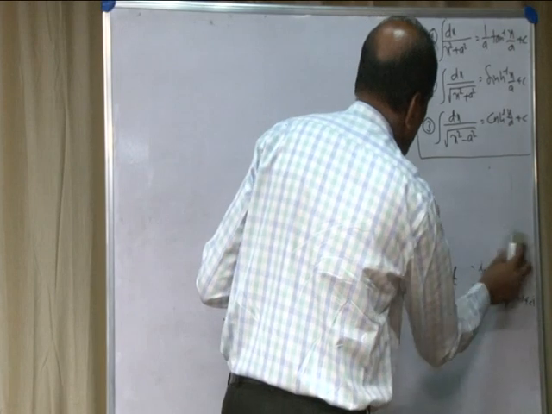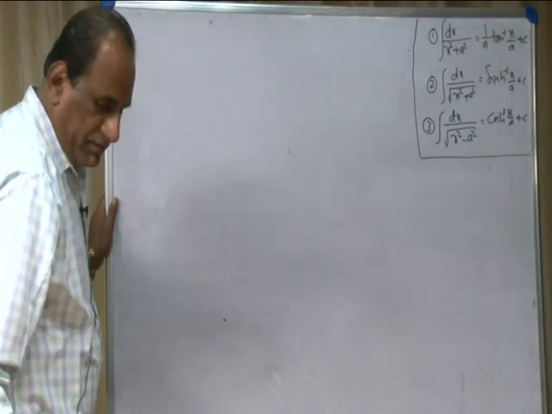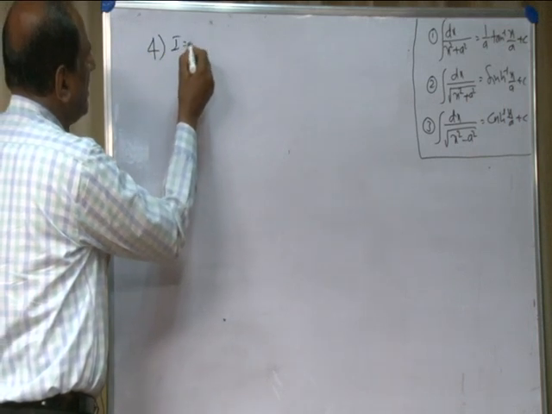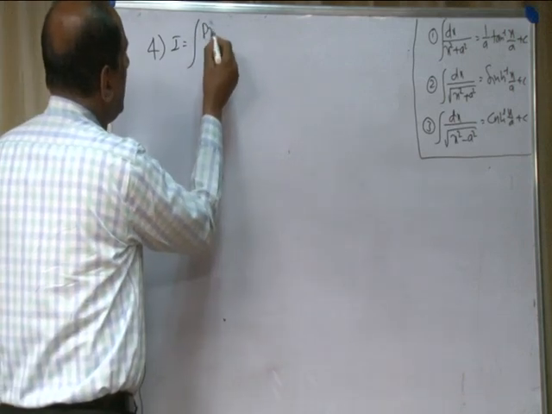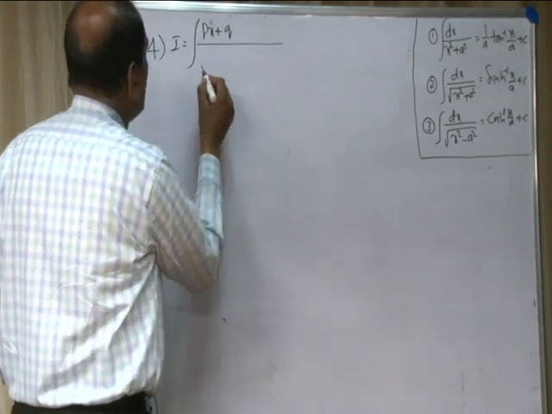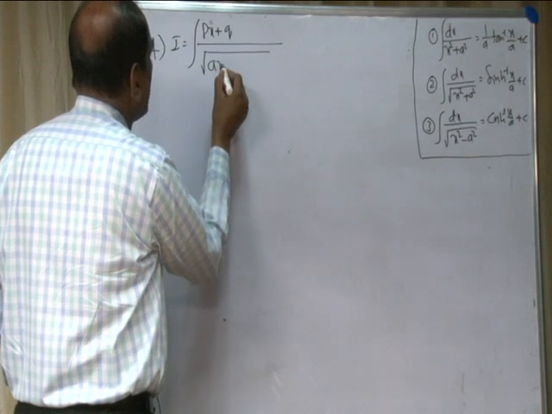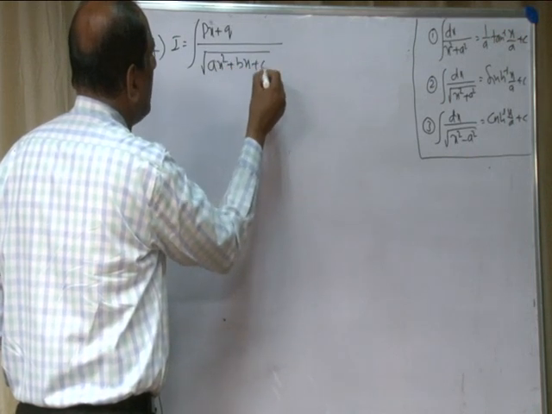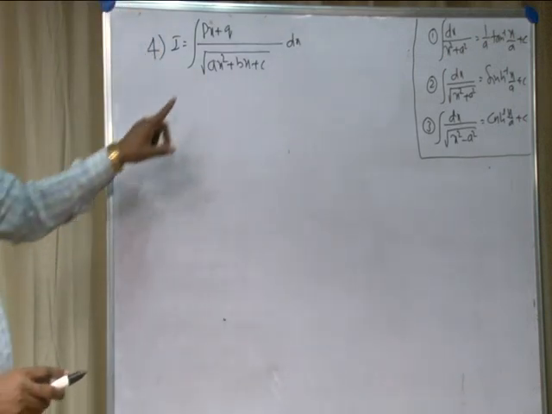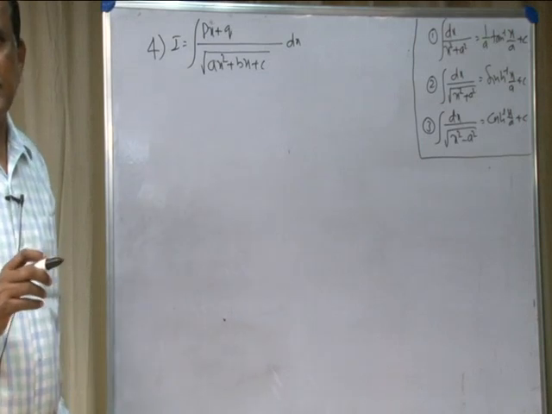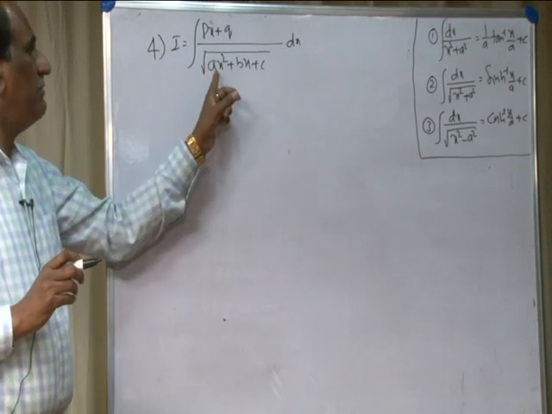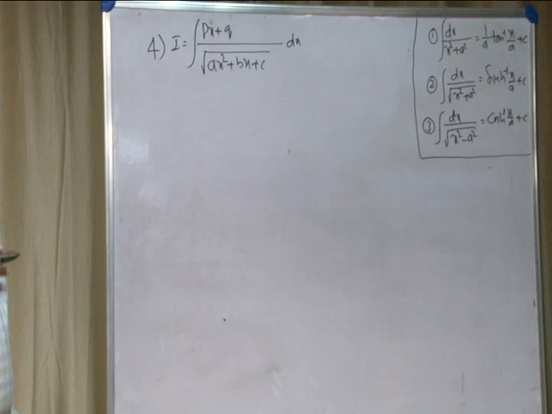Now the fourth form, so observe here, the fourth standard integral: I is equal to the integral of (px + q) divided by the root of (ax² + bx + c), the variable of integration is dx. So, this is the fourth standard form of integral. In such a case, how do we integrate functions of this type, that is (px + q) divided by the root of (ax² + bx + c)?